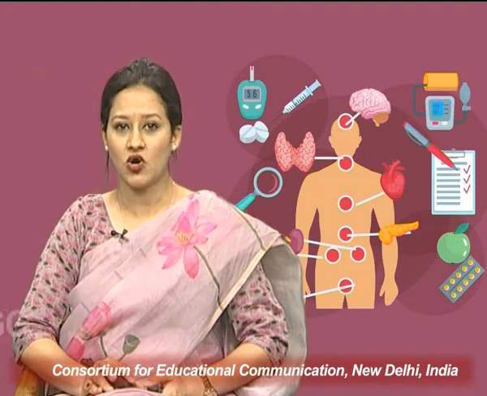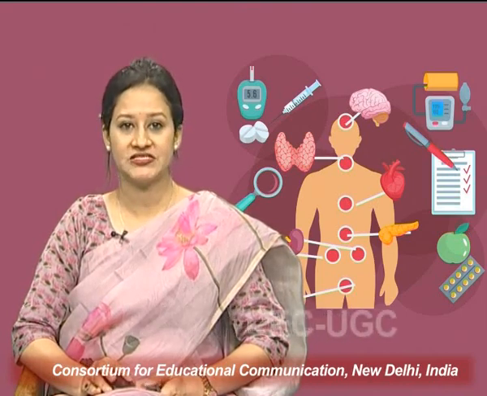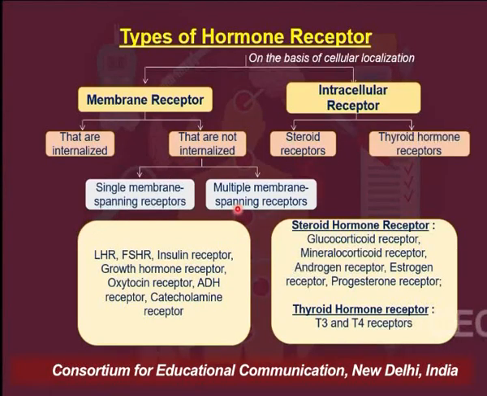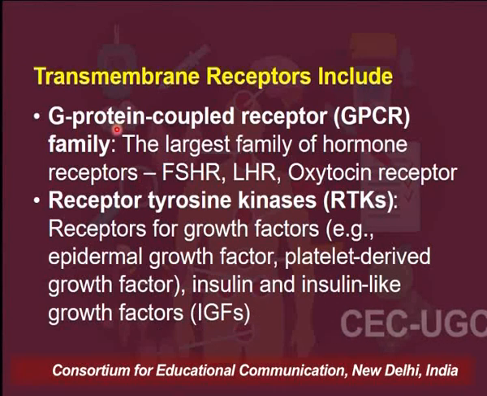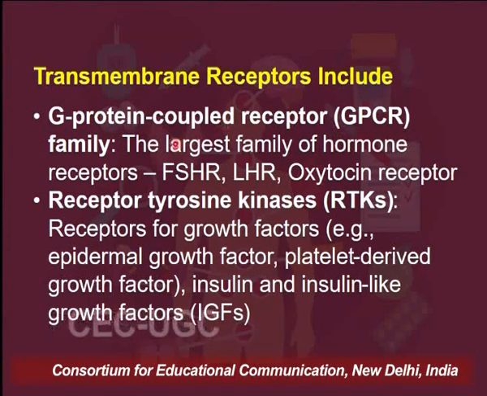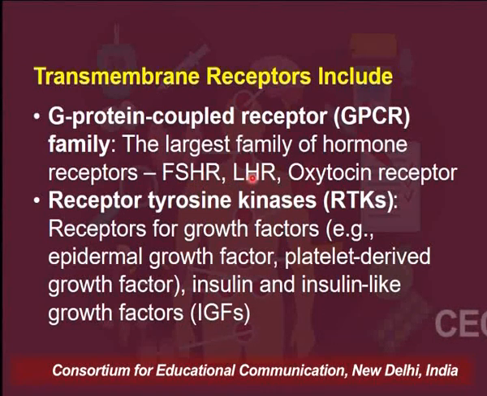So let us now talk about the transmembrane receptors. These transmembrane receptors about which we have just studied are in turn of several types. The largest family of hormone receptor is constituted by the GPCR, which is G protein coupled receptor. So the receptors of GPCR include FSHR, LHR, oxytocin receptor. There is another class of transmembrane receptors, and that is called receptor tyrosine kinases.